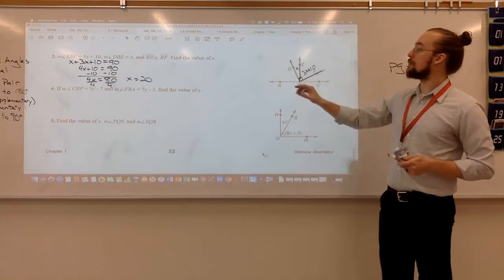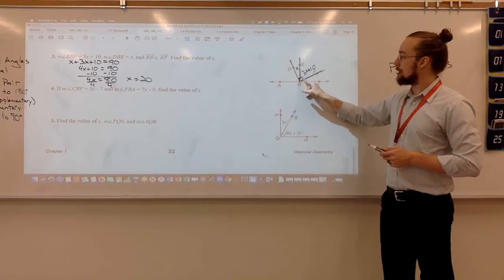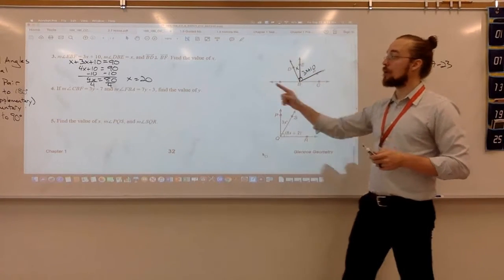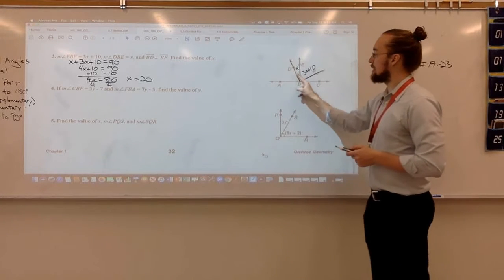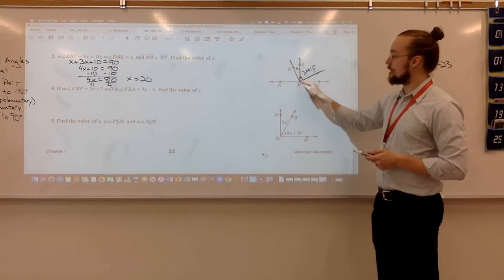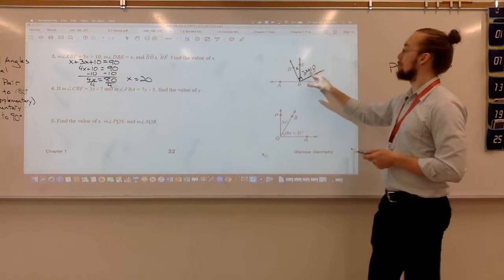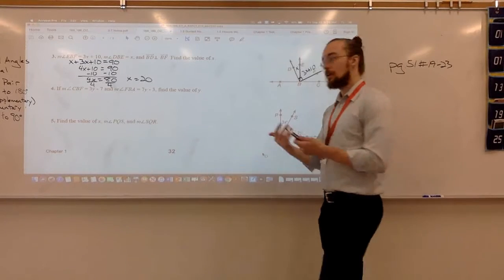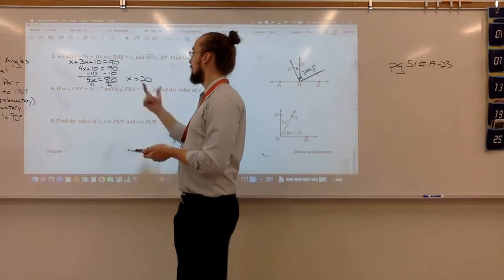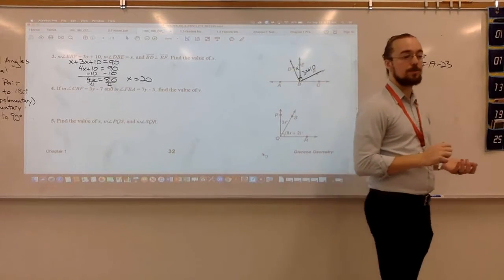So what we were given is that angle EBF is 3x plus 10. Angle DBE is x, and we're also told that BD is perpendicular to BF. So that tells me that this is a right angle. So my setup is going to be this angle plus this angle equals 90. Then we solve that, and we should get x equals 20, and that is my final answer. It just says find the value of x.